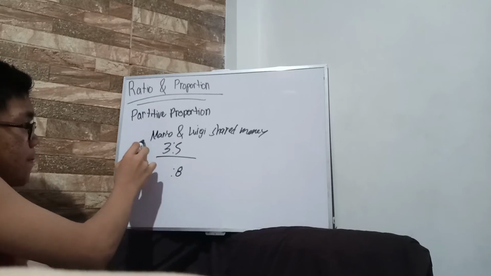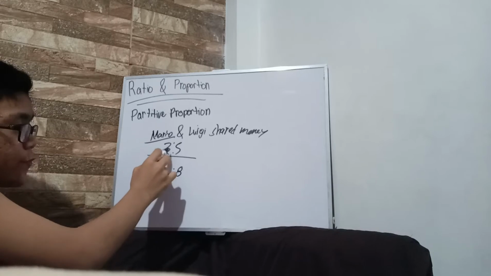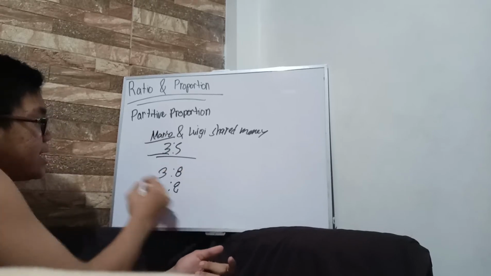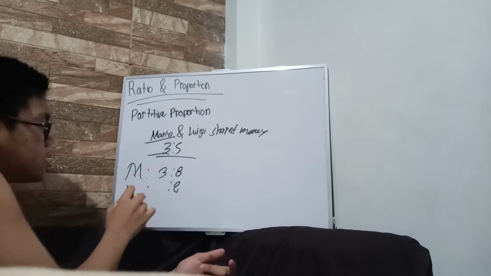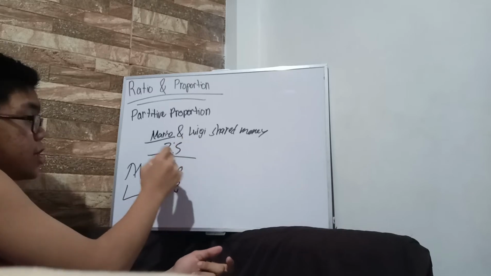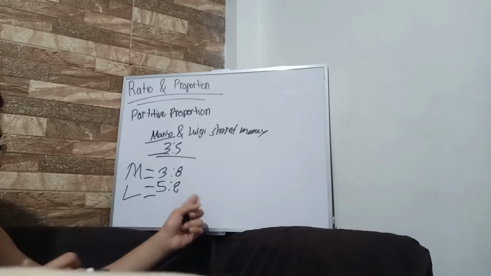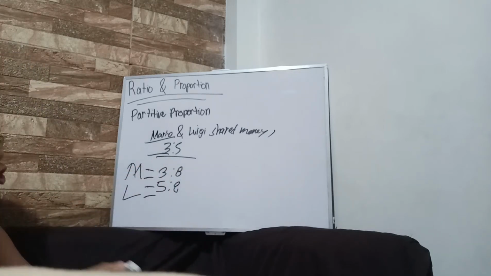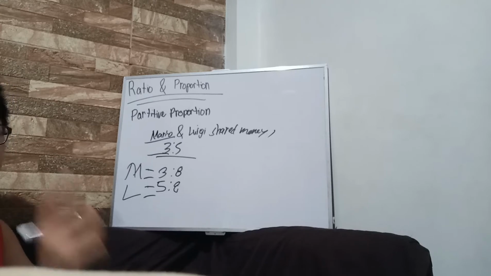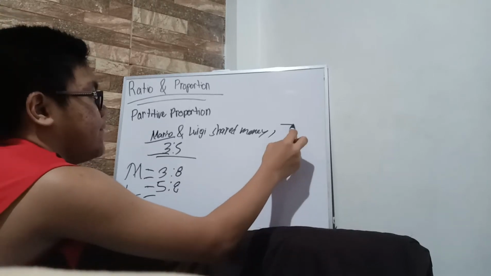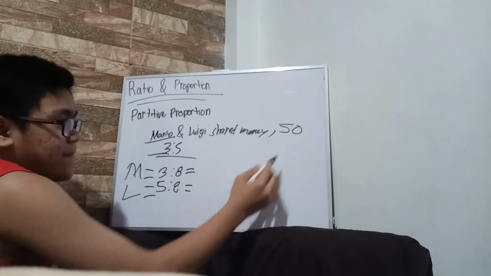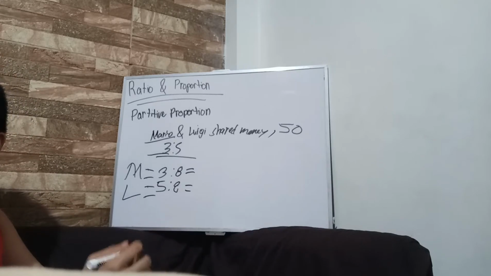The first name and the first number in the ratio go together. So Mario is 3, and Luigi is 5. With a partitive proportion, there is a ratio together with a whole number. If you don't see a whole number, only a ratio, tell the one who gave the problem. So, for example, if the whole number available is 50.